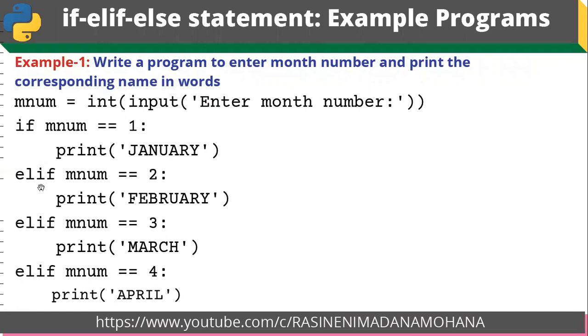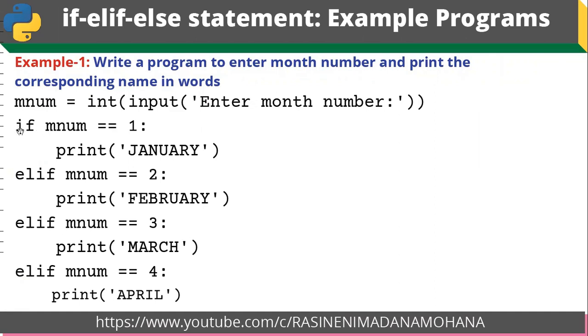Now let us see one example program. The first program: write a program to enter a month number and print the corresponding name in words, using if, elif, else. First you read the month number, defined in the variable mnum equal to int of input of enter month number, which is an integer value. That's why we have given the integer type.